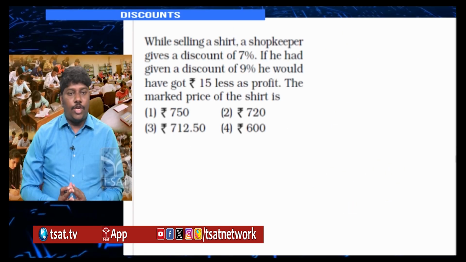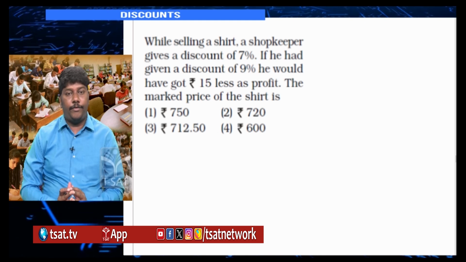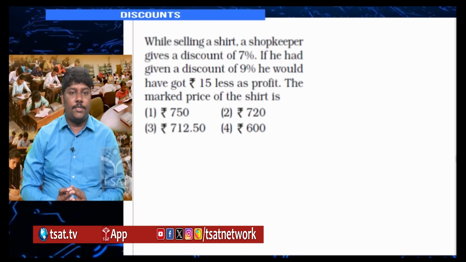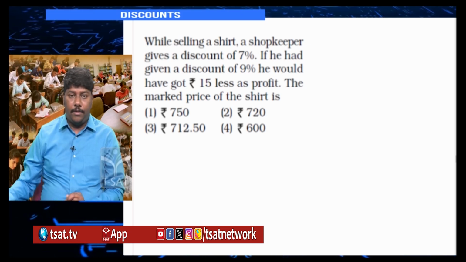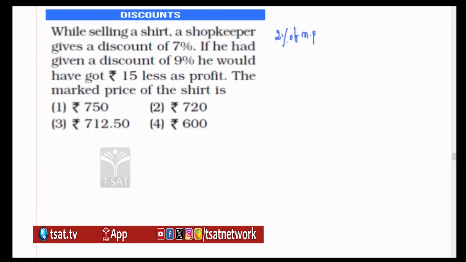While selling a shirt, a shopkeeper gives a discount of 7%. If he had given a discount of 9%, he would have got 15 less as profit. So discount of 7%, discount of 9%, you are just decreasing 2% of what? MP. So 2% of MP is 15 rupees, because 15 less. So what is your MP? If 2% is 15, 1% is 7.5, 100% is 750. So our answer is 750 there.